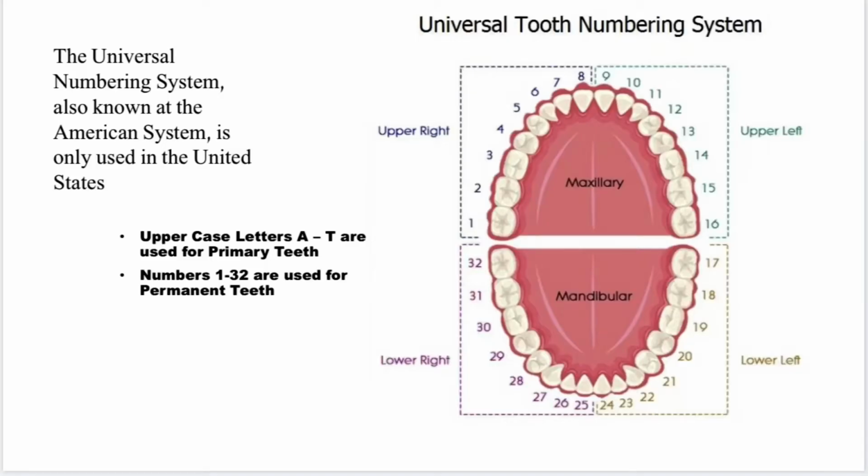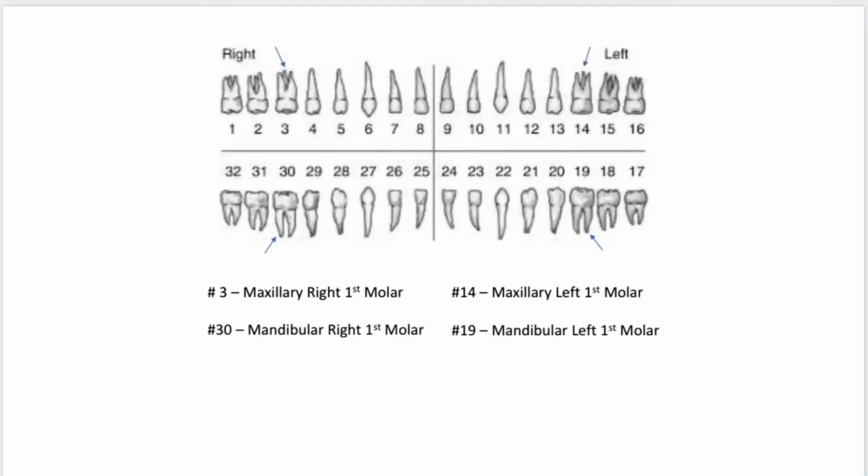The universal numbering system is only used in the United States. Numbers 1 through 32 are used to identify permanent teeth. First molars are referred to as numbers 3, 14, 19, and 30. Number 3 is the maxillary right first molar. Number 14 is the maxillary left first molar. Number 19 is the mandibular left first molar. And number 30 is the mandibular right first molar.